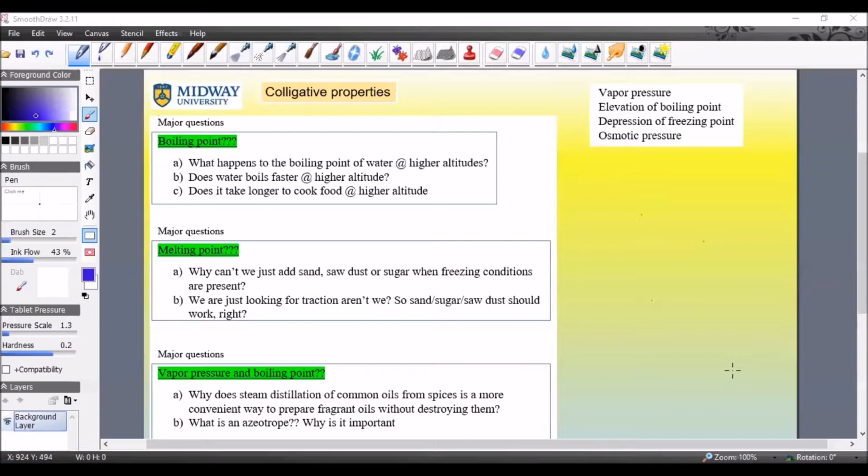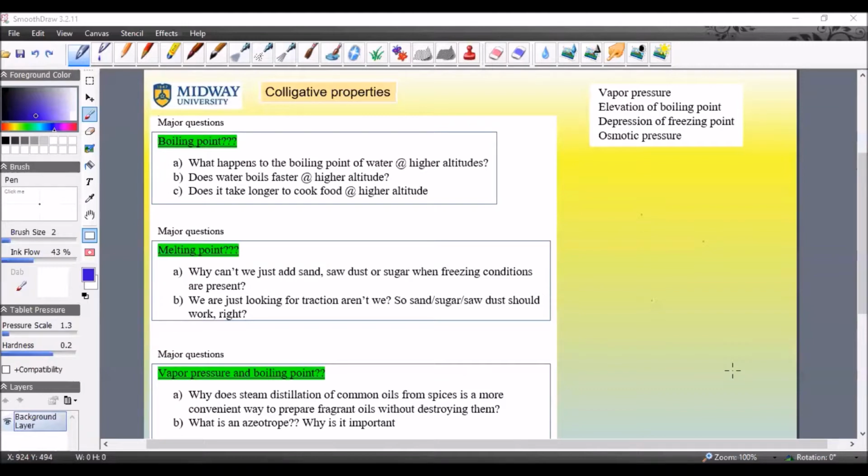One of them is vapor pressure. Others are elevation of boiling point, depression of freezing point, and osmotic pressure. If any of you are going to take the MCAT or any of the pre-professional exams, you'll definitely see some of these questions on those exams, which will most likely be either a math problem or something more conceptual, like you see under my major questions.